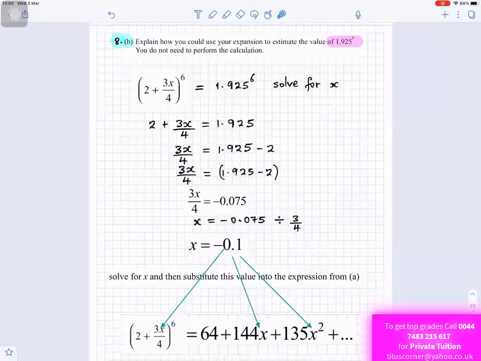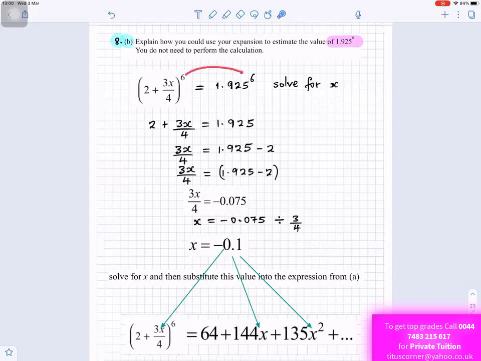For number 8b, explain how you could use your expansion to estimate the value of 1.925 to the power 6. You do not need to perform the calculation. So what you want to do is write (2 plus 3x over 4) to the power 6 equals 1.925 to the power 6, and we want to solve for x.